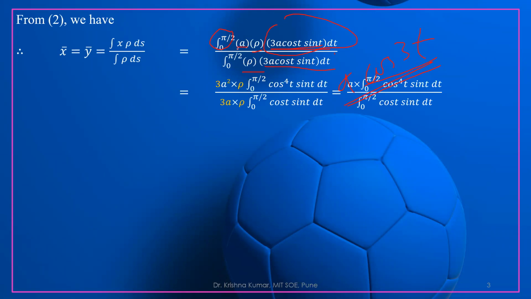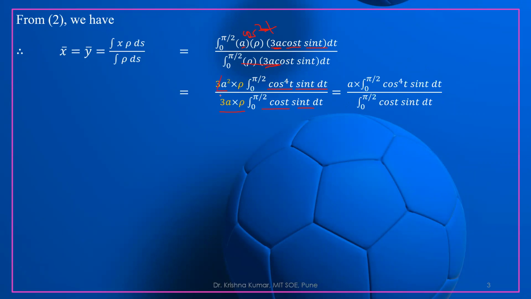So now let us take a outside. We can take a outside. So this is 3a, this a, so 3a square, cos, this, there is a cos cube t, here there is, this is missing over here, cos square t, sorry, cos cube t. So cos cube t and cos t. So this is what it is, cos to the power 4t sin t dt divided by, we can take 3a rho outside, 3a into rho outside. What is it? It is cos t and sin t.